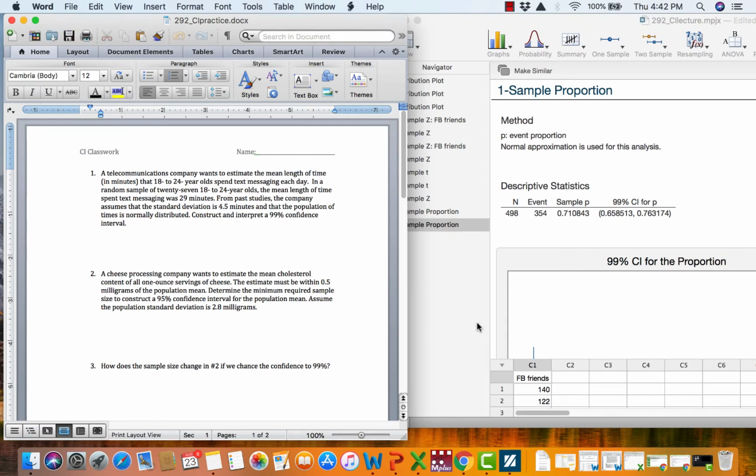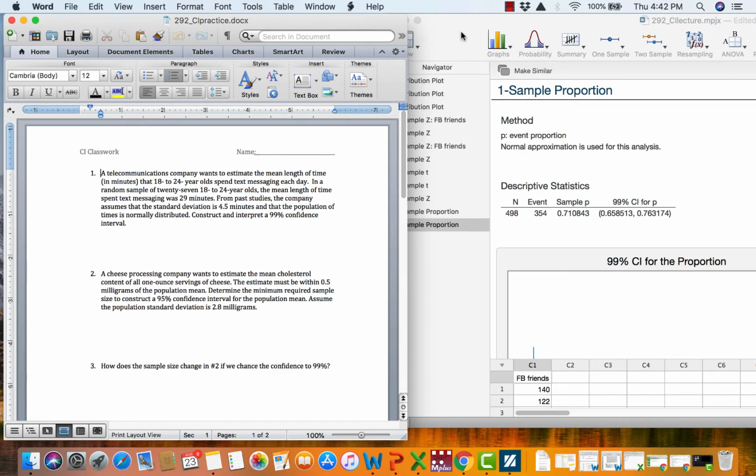Okay, let's do the confidence interval classwork now. We're going to work through 6 problems. And what do you want open? You're going to want the classwork itself open, the Word document here. It's called 292 CI practice.